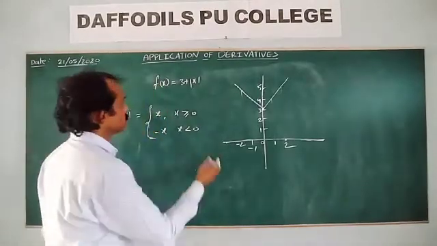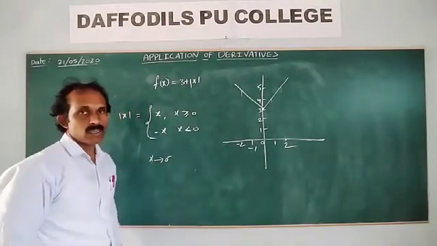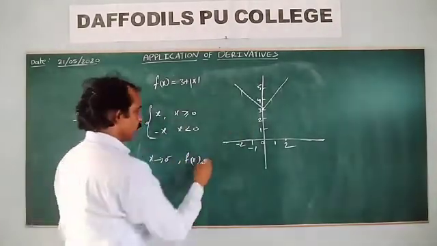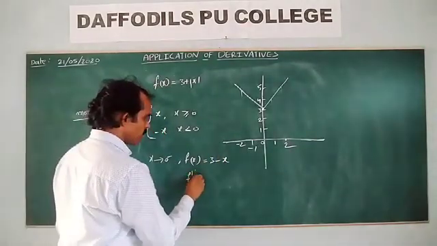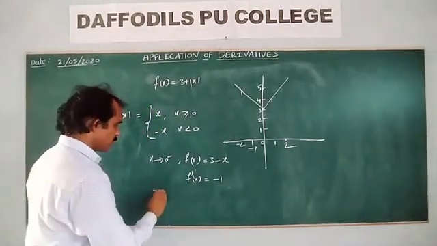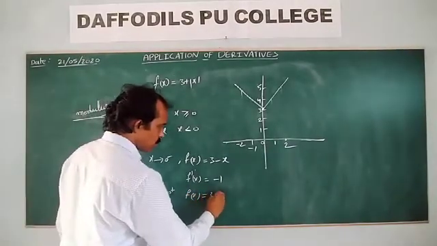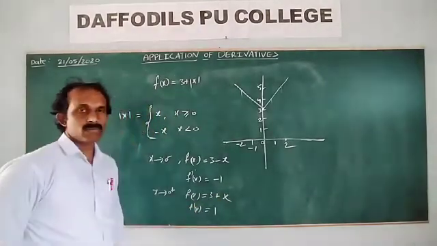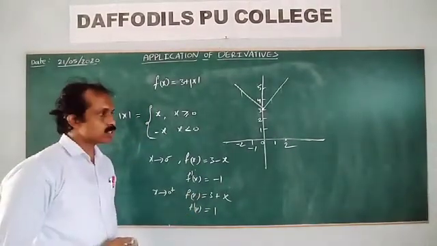So go back to the first table. At x tends to 0 minus, what happened? Left of 0, f of x is equal to 3 minus x. Therefore, f dash x is equal to minus 1. At x tends to 0 plus, what is f of x? f of x is equal to 3 plus x. So then f dash x is equal to 1.